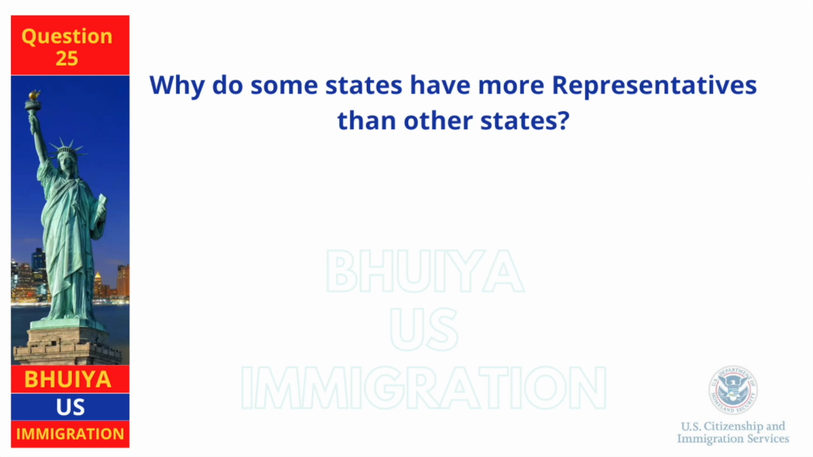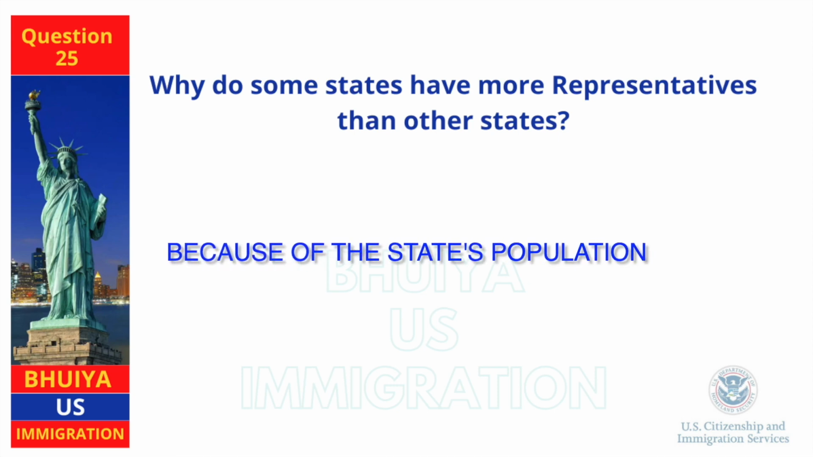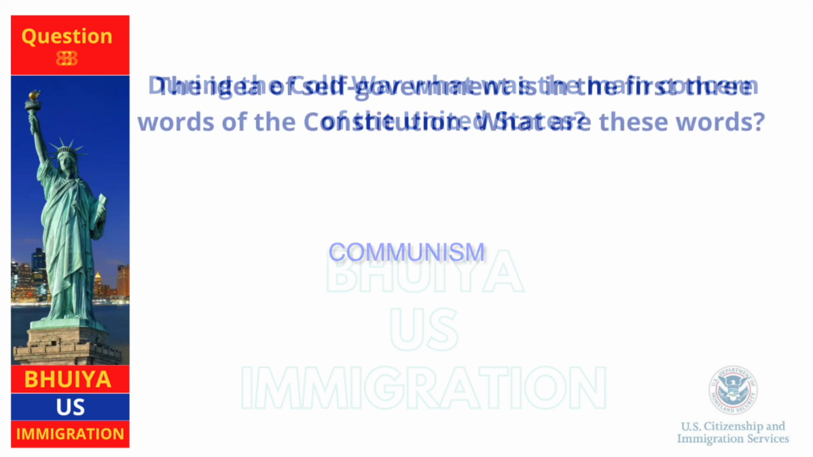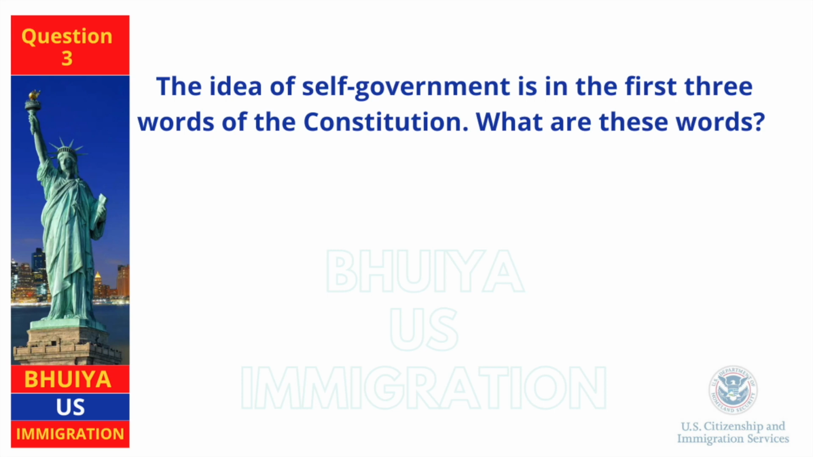Why do some states have more representatives than other states? Because of the population. During the Cold War, what was the main concern of the United States? Communism. The idea of self-government is in the first three words of the Constitution. What are these words? We the people.